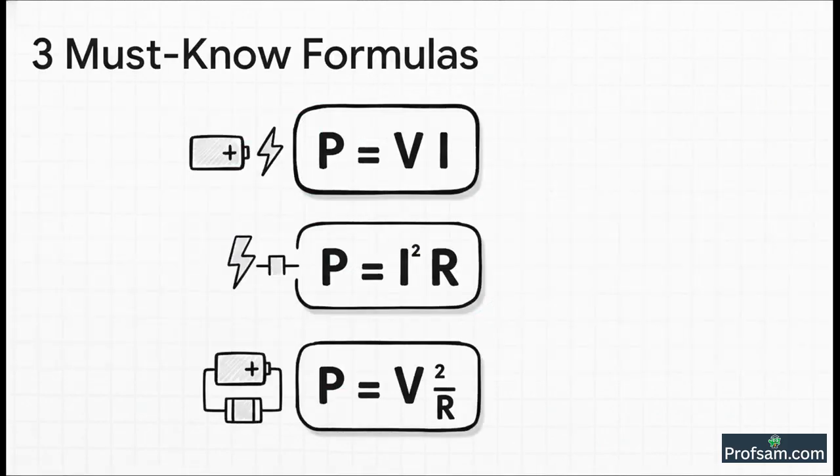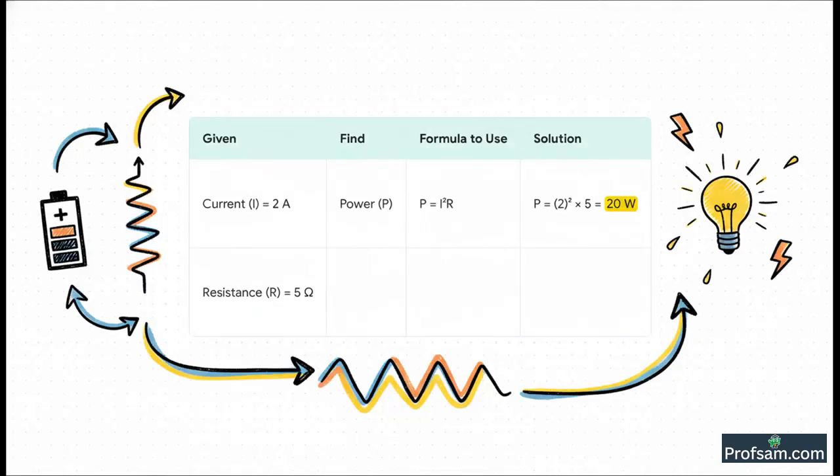So listen carefully. This is absolutely crucial for your exams. You must know all three of these power formulas by heart. P equals VI, P equals I squared R, and P equals V squared by R. When you're solving numericals, you'll need to pick the right one based on what information the question gives you. So learn all three. Let's do a tiny little example just to see how easy this is.